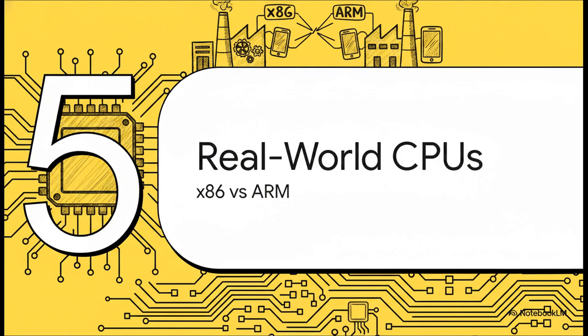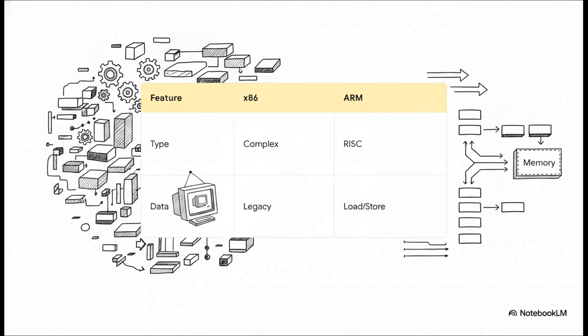Which brings us to our final stop, Section 5, Real-World CPUs: x86 versus ARM. Let's ground all this theory by looking at two rival megafactories powering almost all the devices we use today. When you compare them, you see very different design philosophies. The x86 architecture is famously robust and complex. It features complex status flags, tons of privileged operating modes, and heavy legacy support to run older software.